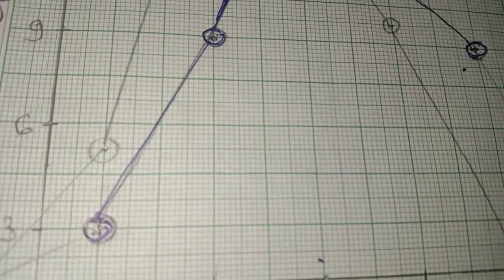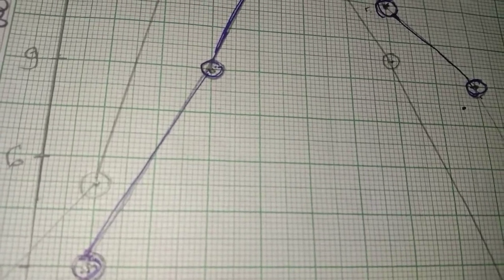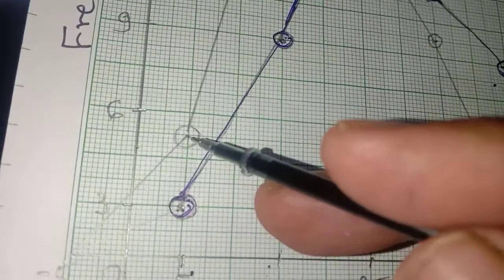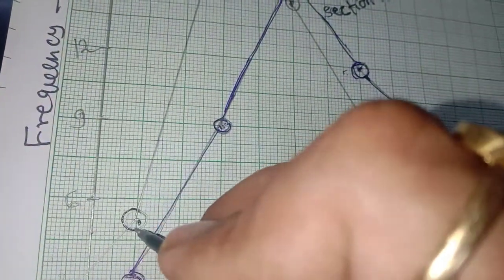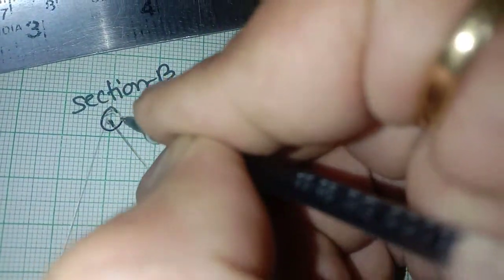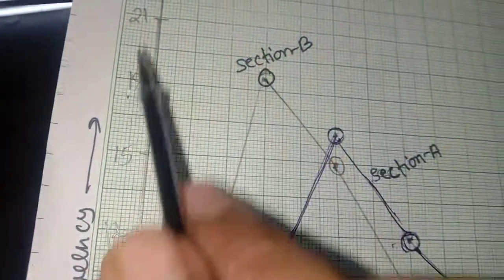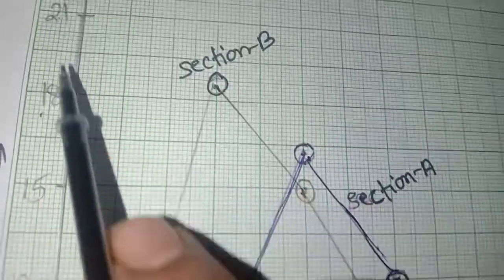Then for section B, for class mark 5 the frequency is 5. So let's start here. Now I am using a black pen. For 5 it is 5, somewhere in between 3 and 6. Then for 15 it is given as 19. So you can see 19 here, somewhere between 18 and 21.